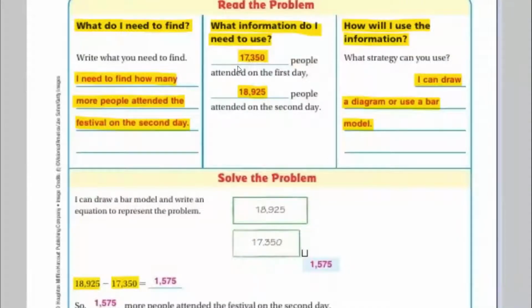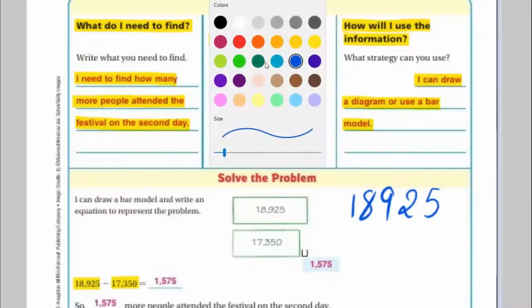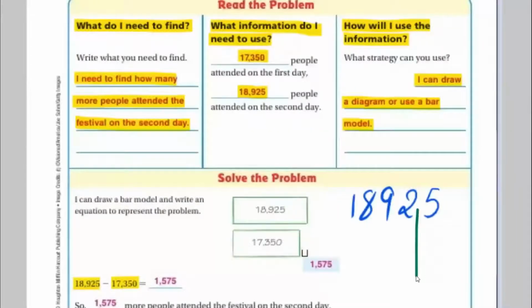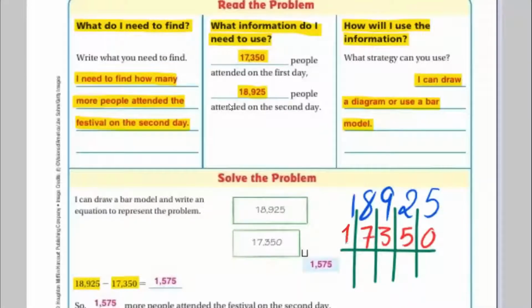Write with me, please. We have here 18,925. And as we said before, to make it easier, let's divide our number like that. After that, write the other number, starting from ones place: 0, 5, 3, 7, and 1.